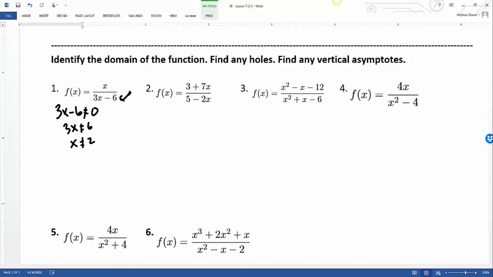So now, any holes? Is there a factor on the top and the bottom that reduce? Well, so if I have x and I factor out that 3, no, nothing reduces, so none. So my vertical asymptotes, or whatever's left, so my vertical asymptote is x equals 2.